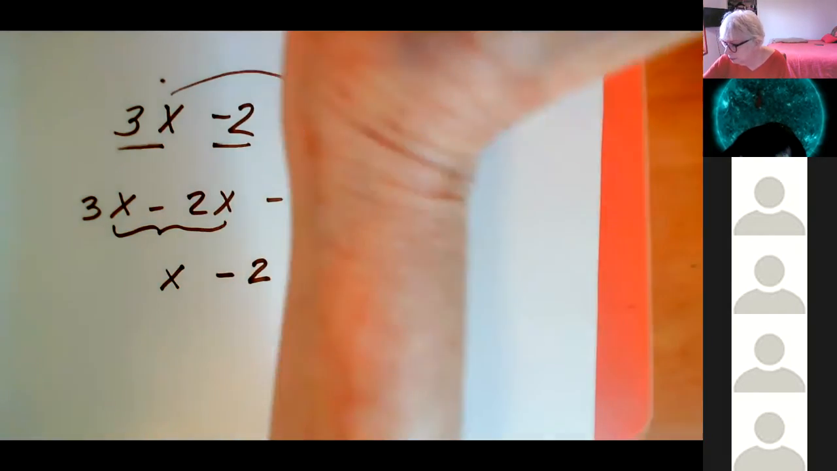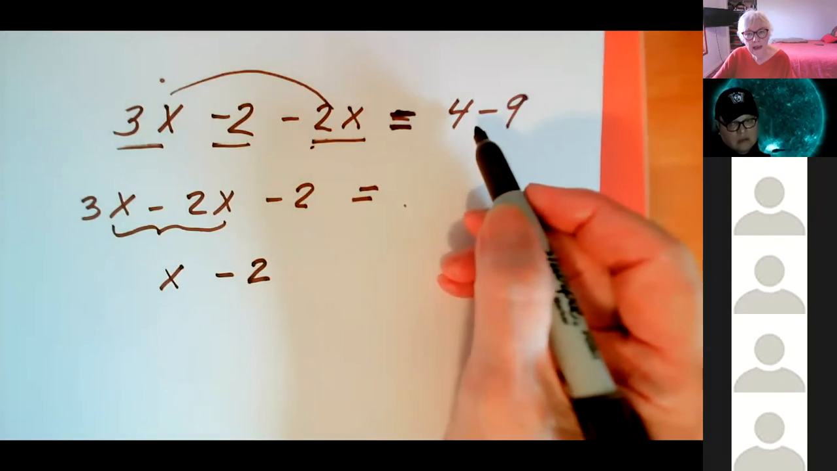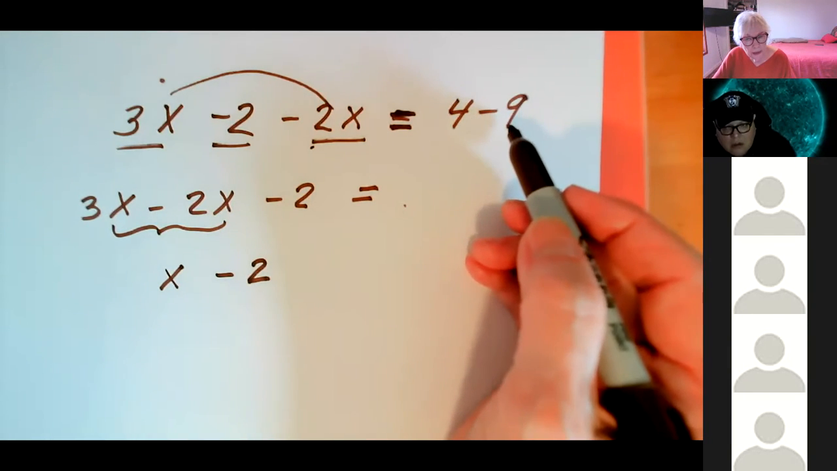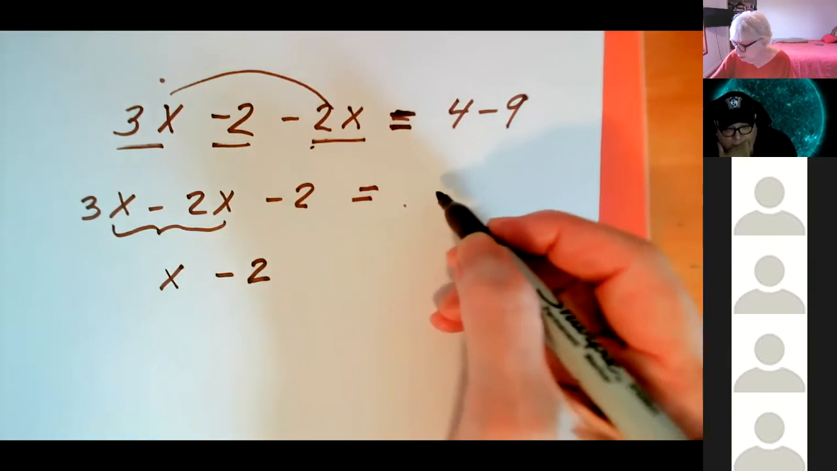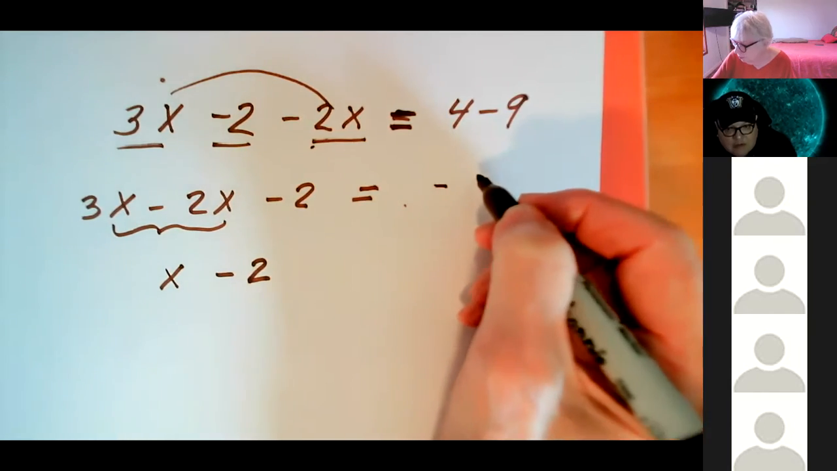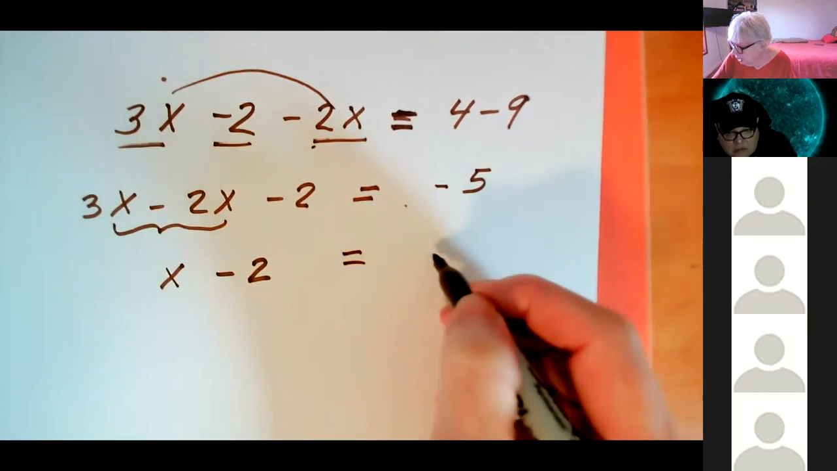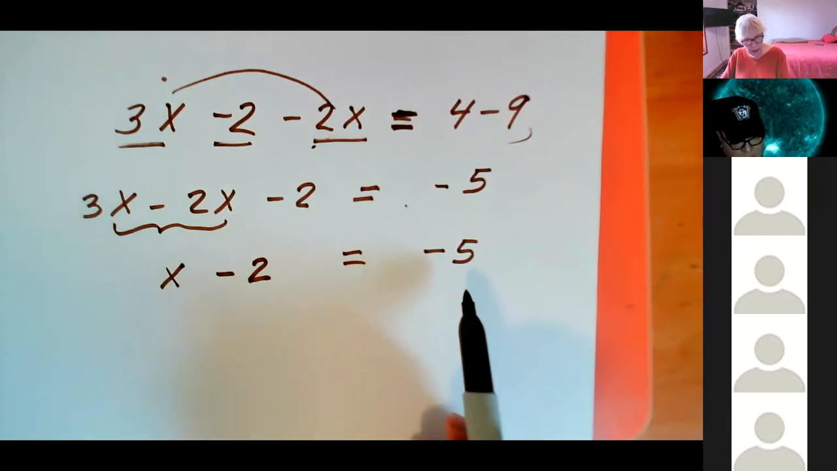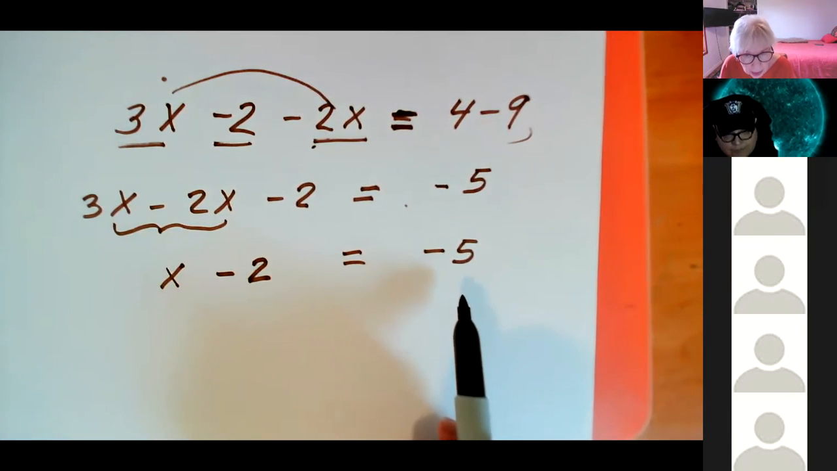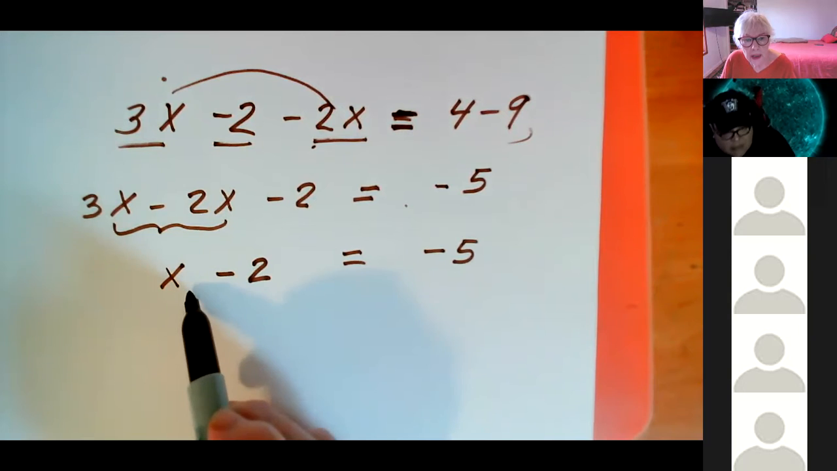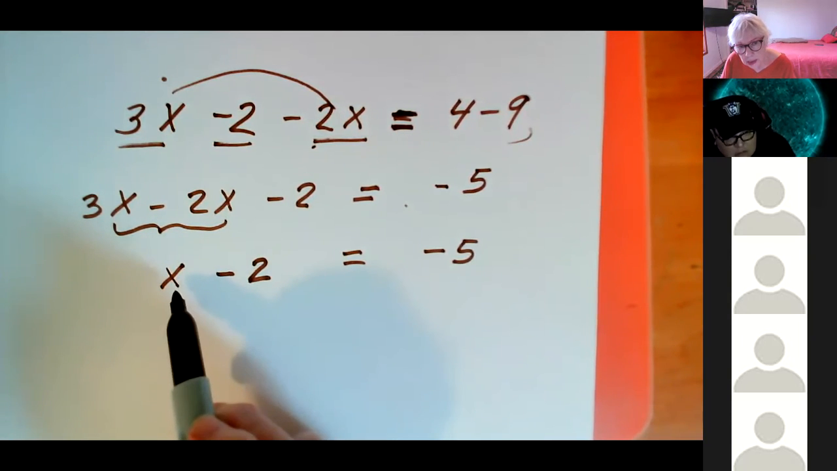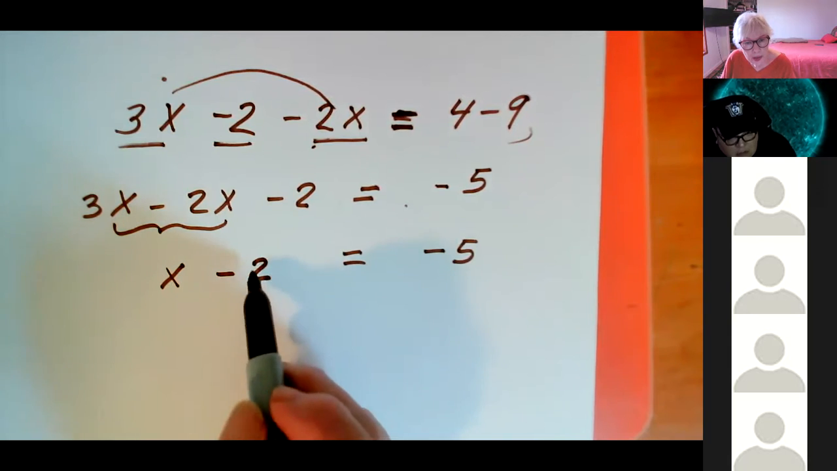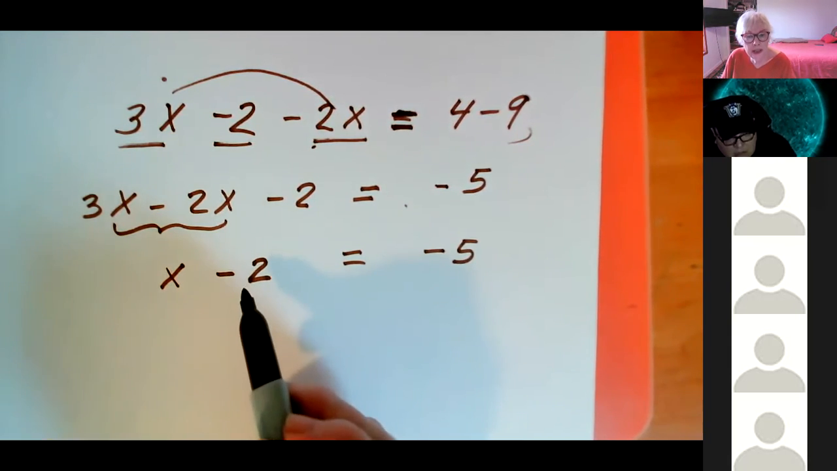Over here, this side needs to be simplified. That's not good either. 4 take away 9. How much? -5. -5. So what we have is this much. So this holy mess turned out to be this. The question is, are we done yet? Answer, no. When you see the X, you find that it could be on either side, but when you see it and there's something still there, you've got to deal with it.